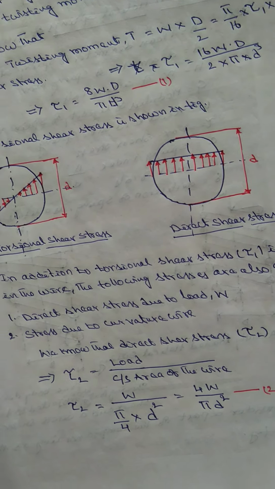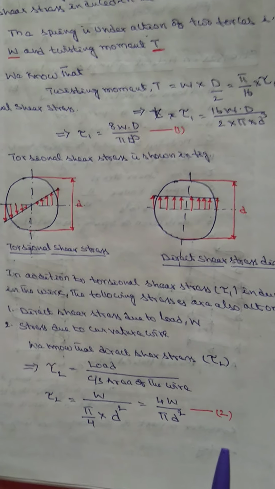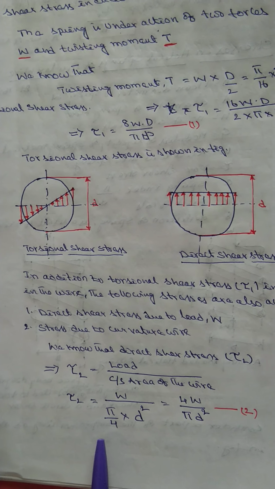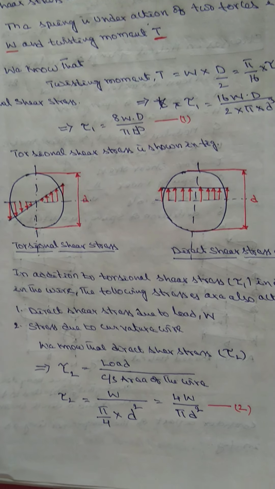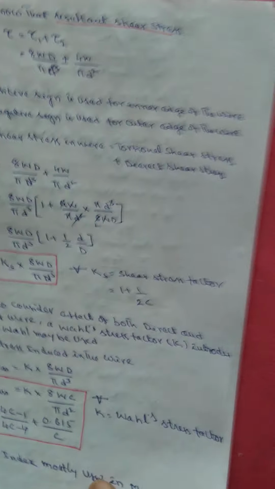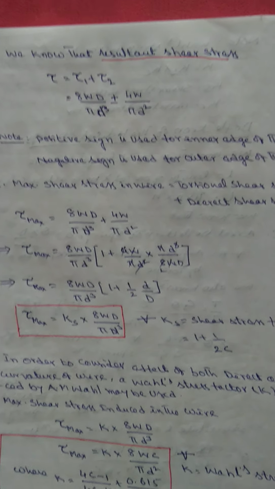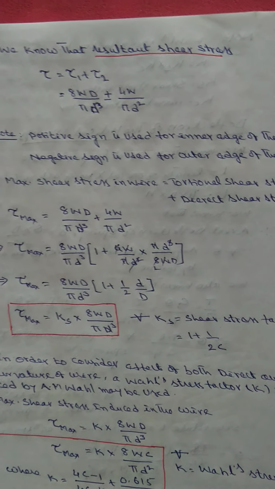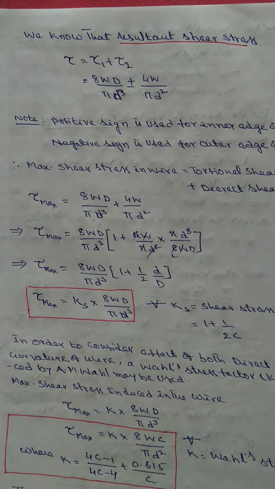We know the formula, load divided by the cross-sectional area of the wire. That is shear stress tau 2 is equal to W by pi by 4 into d square, that is equal to 4W by pi d square. So now we will see what the real resultant shear stress is. We know the resultant stress, tau 1 and tau 2, is equal to 8WD divided by pi d cube plus or minus 4W by pi d square.